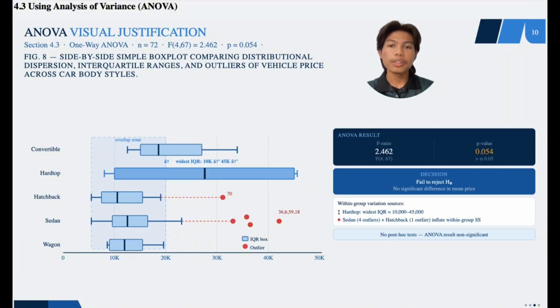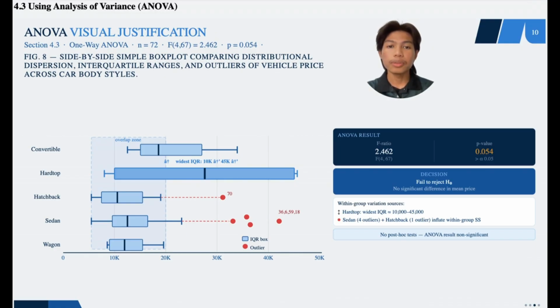The hardtop category shows an exceptionally wide interquartile range, while the sedan and hatchback categories contain several extreme outliers with unusually high prices. As a result, the price distributions overlap considerably across the different body styles. This overlap indicates that the variation within each category is much larger than the variation between the categories. This visual evidence supports the one-way ANOVA result, which produced F(4, 67) equals 2.462 and a p-value of 0.054.